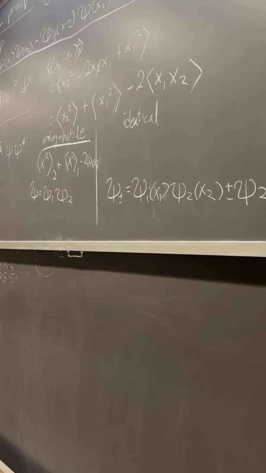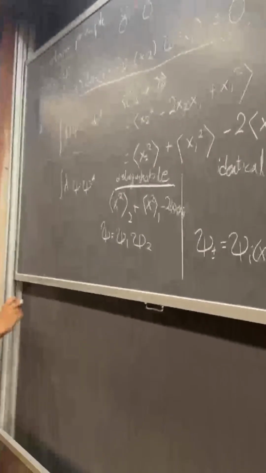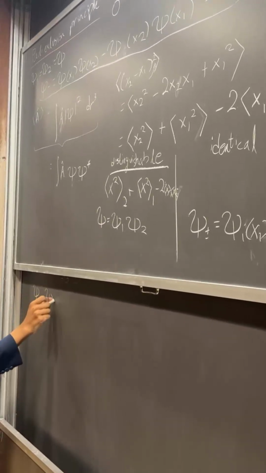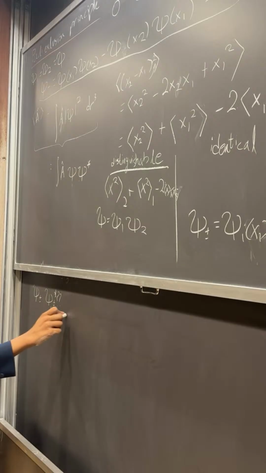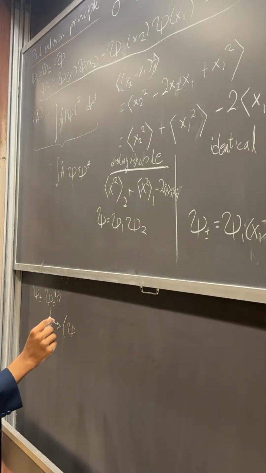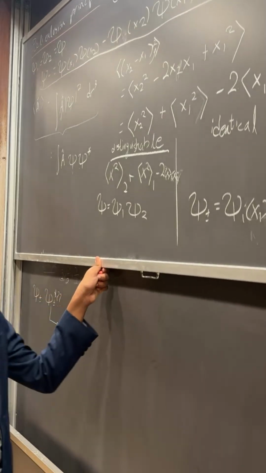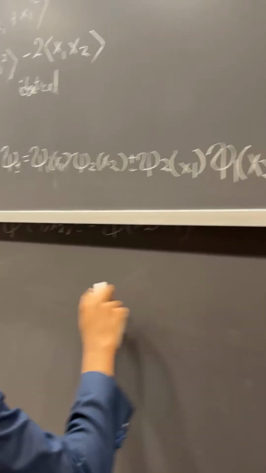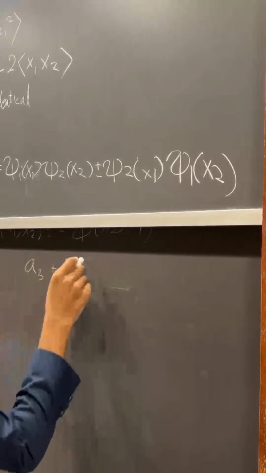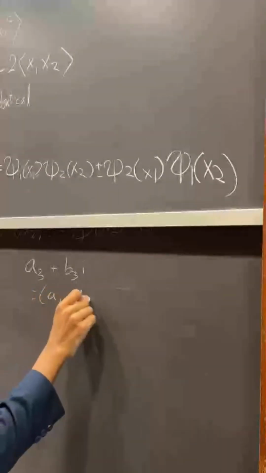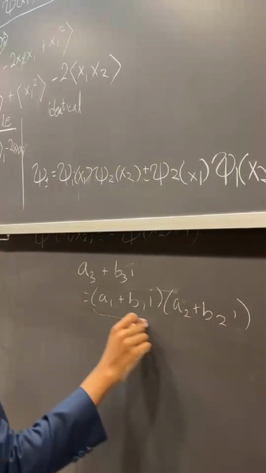I'm forgetting how the conjugate applies to this. So let's see. What we get here is psi plus minus conjugate. And what is psi plus minus conjugate? Well, that's psi 1 x1. Hold up. I have to rederive the basic laws of conjugation from scratch. One second. So let's say C is equal to AB, or A3 plus B3i is equal to A1 plus B1i times A2 plus B2i. So then what's the conjugate of this?